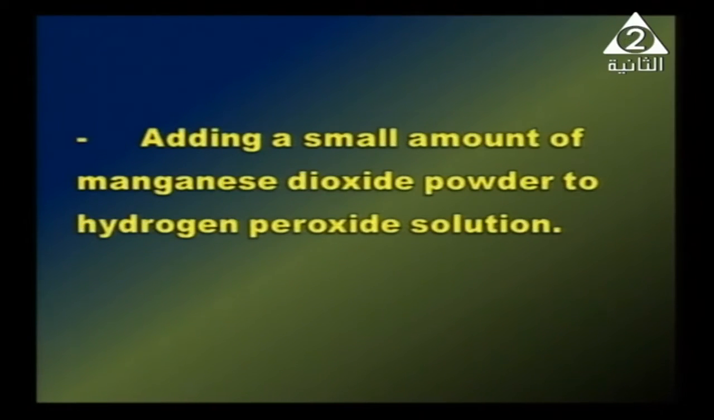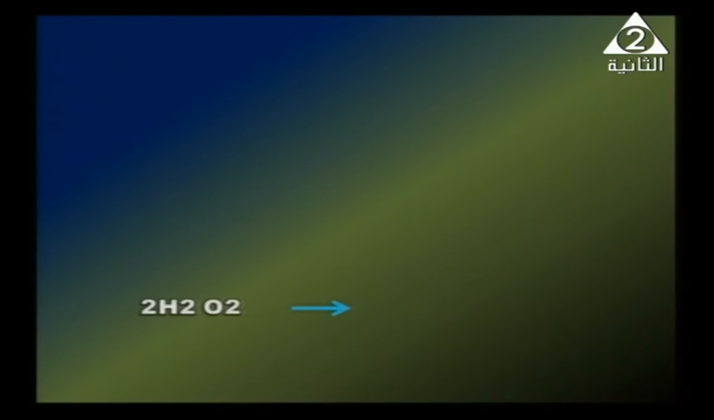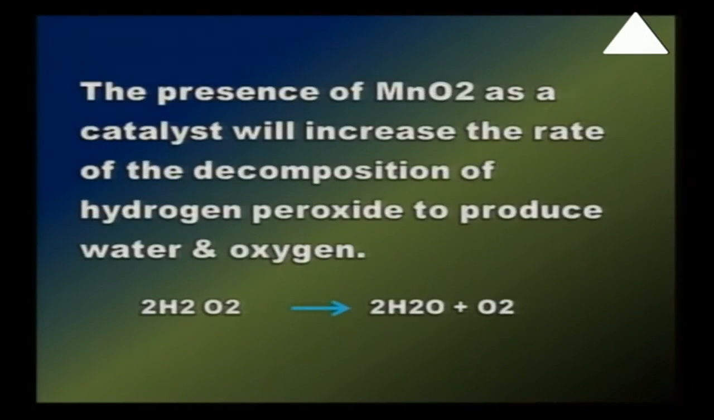What will happen if you add a small amount of manganese dioxide powder to hydrogen peroxide solution? Firstly, hydrogen peroxide will decompose in the presence of manganese dioxide to produce water and oxygen. And this is the equation.